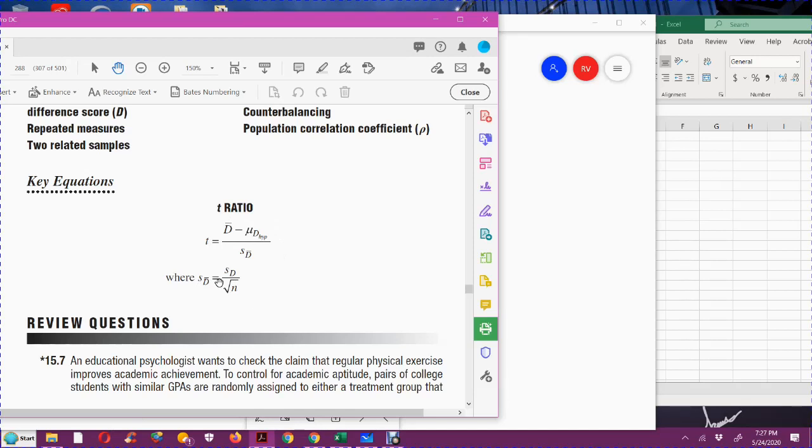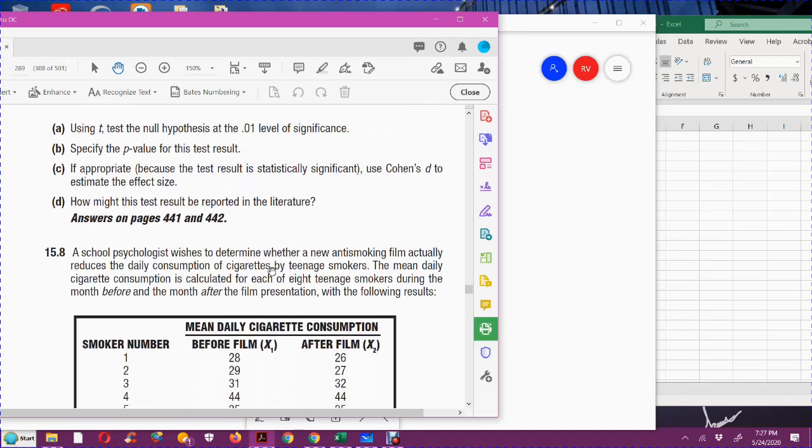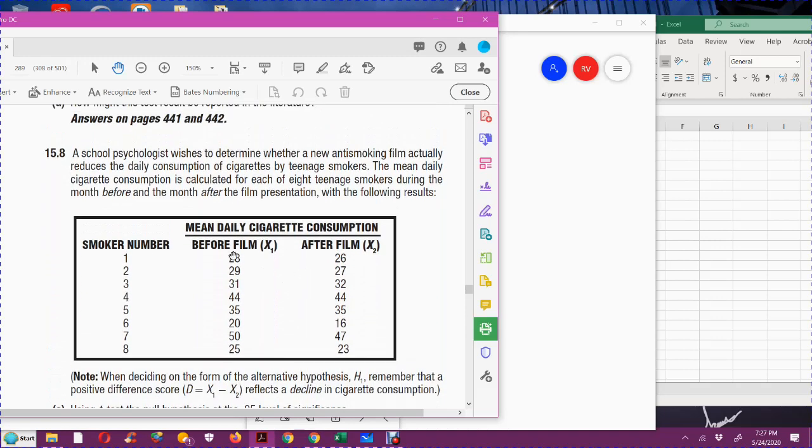It's just we're using the mean of the difference of the paired values together and the standard deviation of the paired values given together. So they didn't give us those mean of the differences or standard deviation of the differences, and we don't know the population standard deviation, so we're using a t-test.